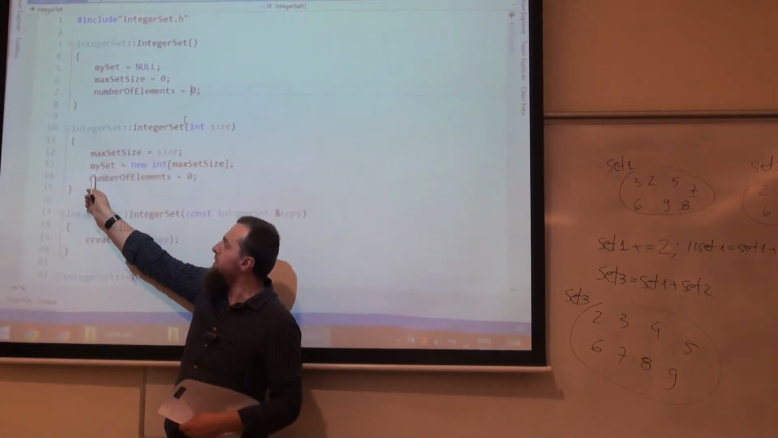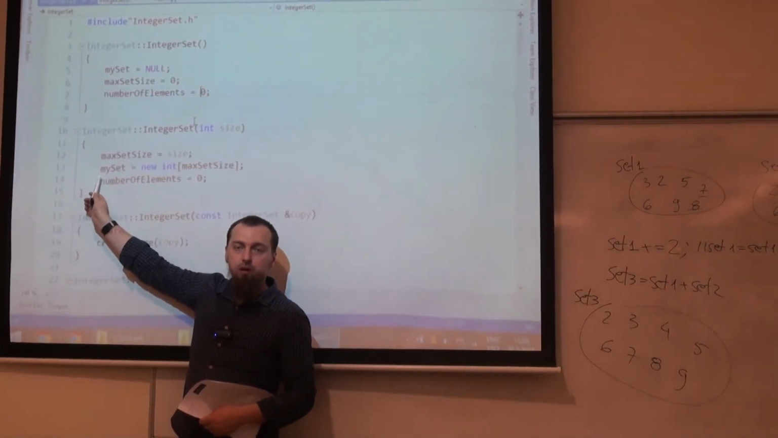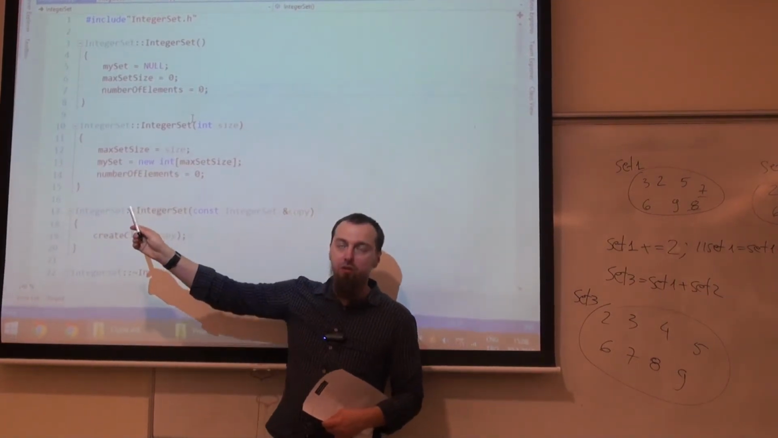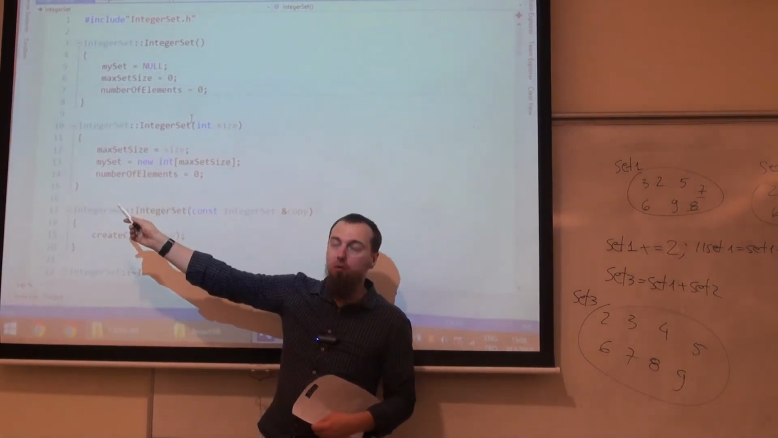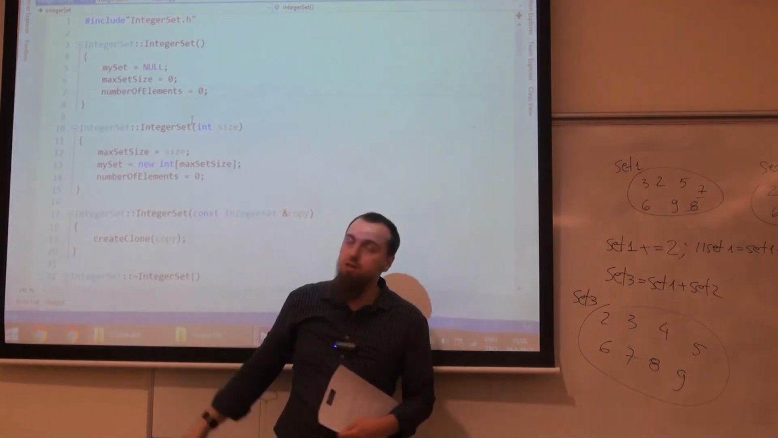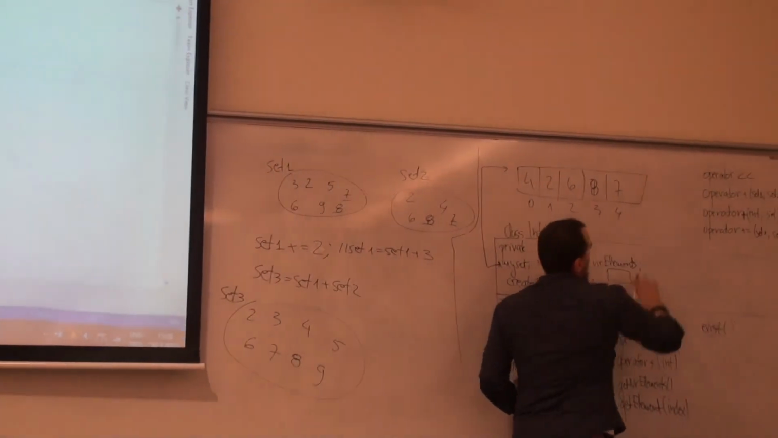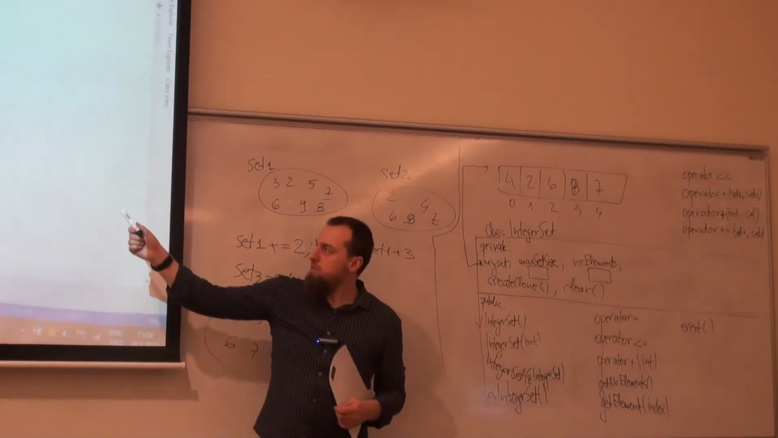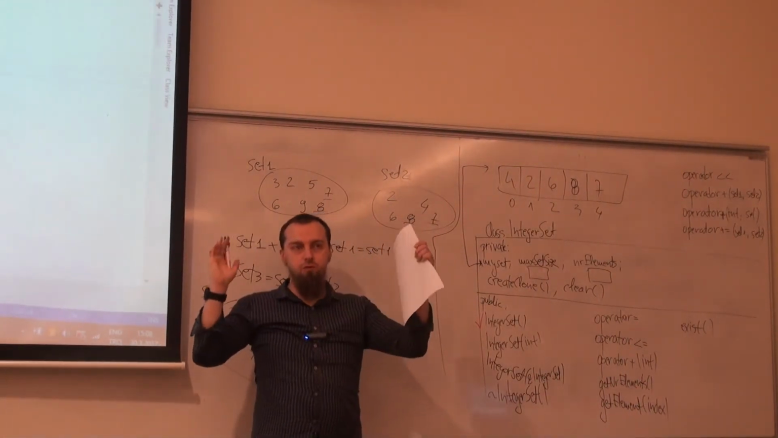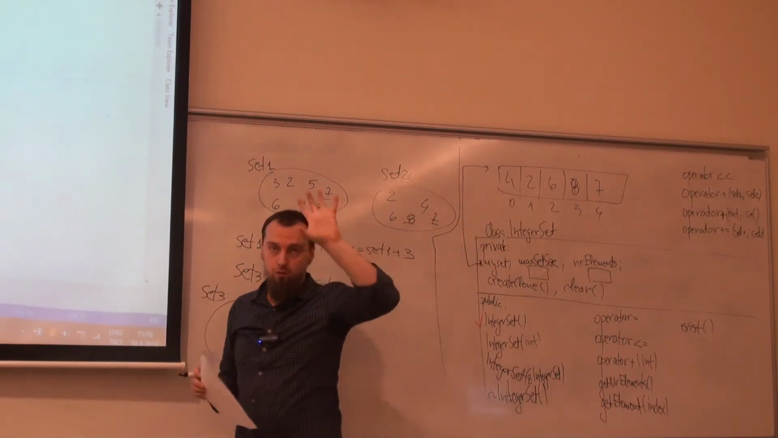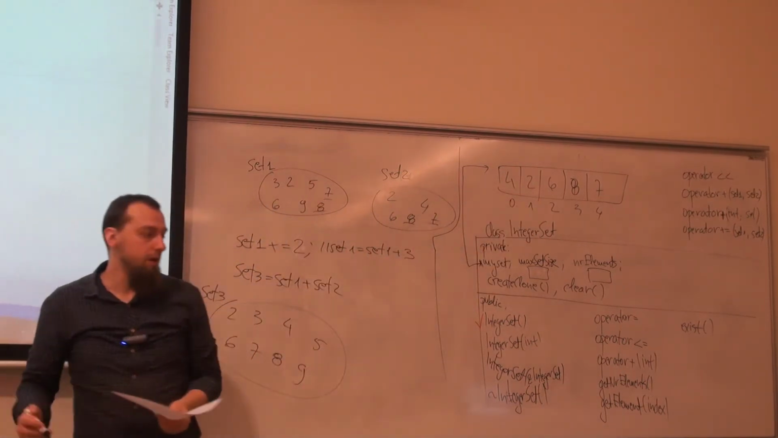Can you tell me what I'm doing with this stuff here? Okay, so my set was a pointer to an array of integers. And how many elements am I going to have? I'm going to have maximum set size of elements. So I reserve memory with maximum size of integer elements for that particular array. And my set is pointing to the first element of that array.